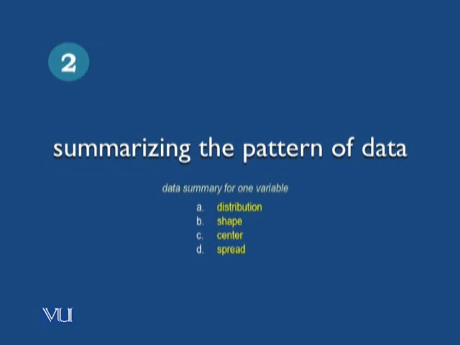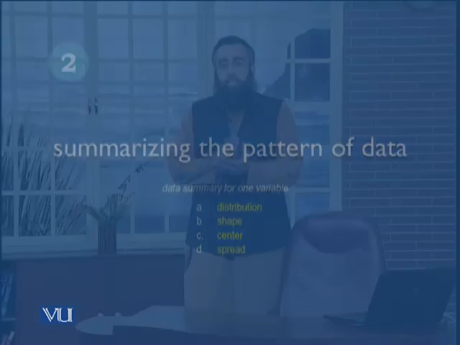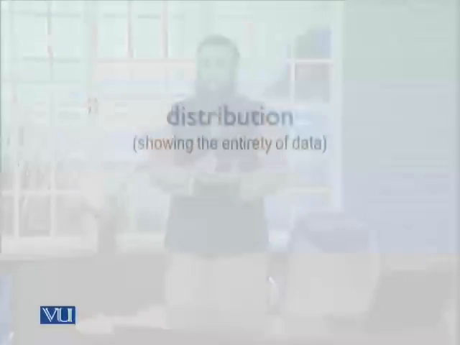Lastly, an important summary measure is what is the spread of the data. So even knowing the distribution of data, the shape of data, and the central point, you may have different spreads of data. The spread of data here means how far away are the extreme values, and what is the typical variation of data around the central point.